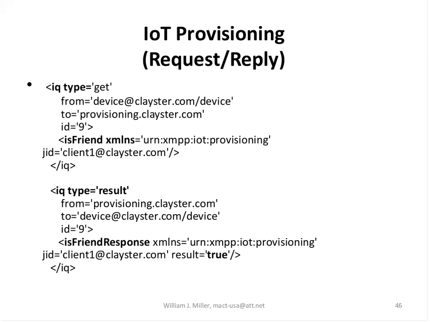This is some simple commands that show you how that request and reply was set up. You'll see where it says is friend XMINS. That particular command is calling the provision XEP, and it's forwarding a JID, and that's about what it takes. And you're able to provision your device. We're trying to keep this as simple as possible, and I think that is doing that. You're seeing what the request and the result is. Next slide.